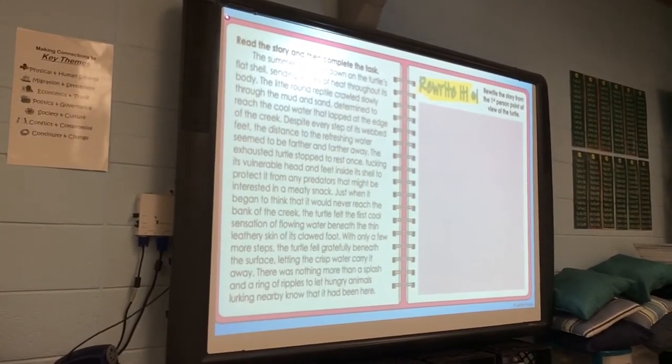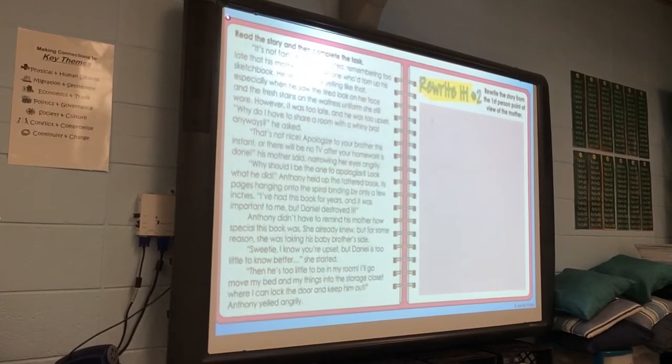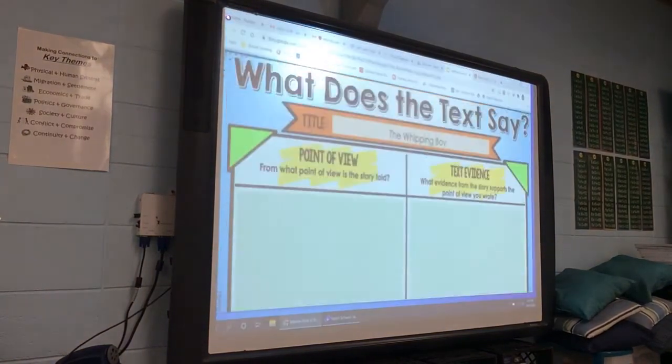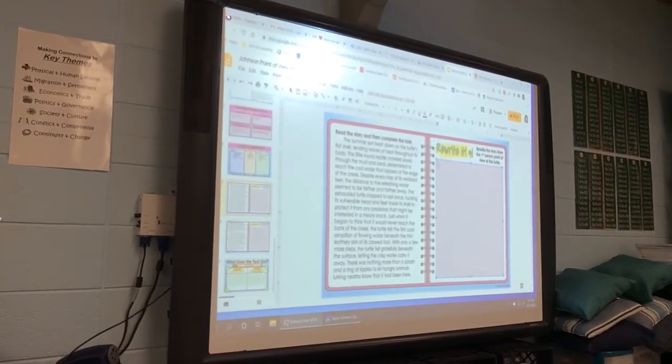Okay, so let's look at it together. The summer sun beat down on the turtle's flat shell, sending waves of heat throughout its body. Let me get where I can write on this. There we go. If I am about to rewrite this story, can I use some of the same information? Yes, ma'am. Right? Because we're the turtle. So Ava, how could I rephrase this as if I'm the turtle?